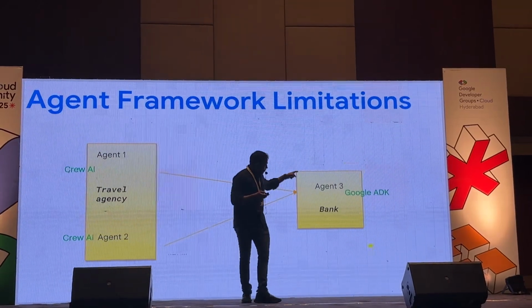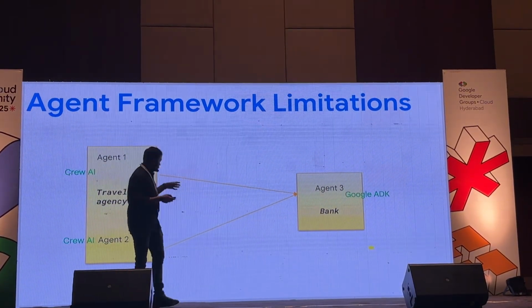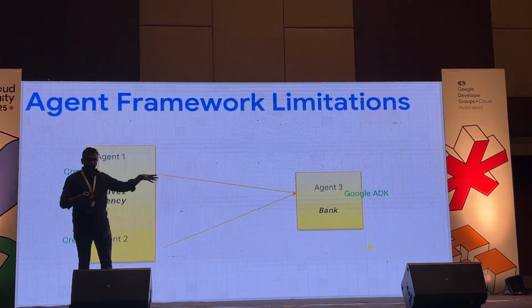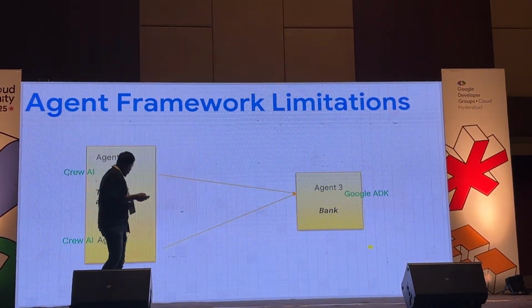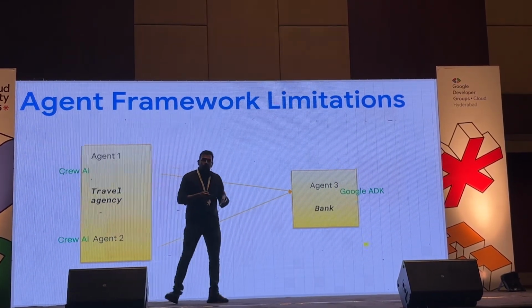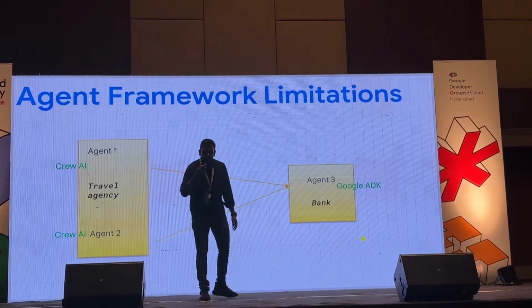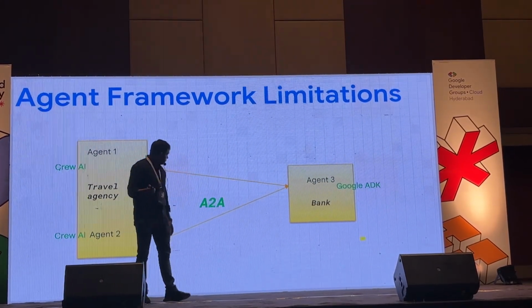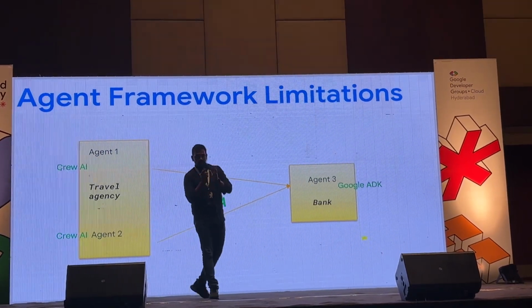Plus, if you also look at it, these two agents are built with different tools. It's not like everything is built with CrewAI. If everything was with CrewAI, you would have access to all the information. But here, one is with CrewAI and another one is Google ADK. That's the reason why the bank hesitates to share the information. So this is where the A2A, agent-to-agent protocol, comes into the picture and solves the problem.